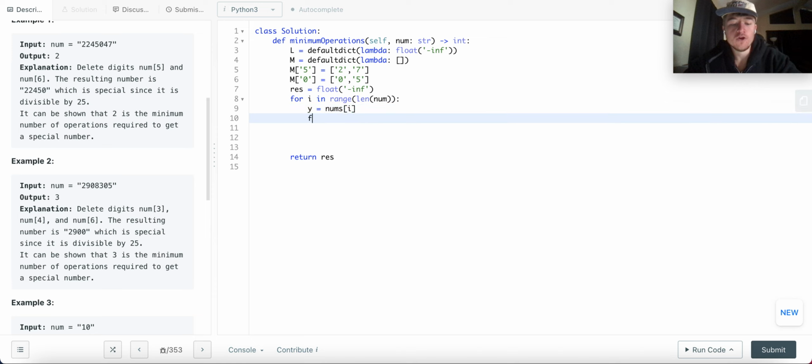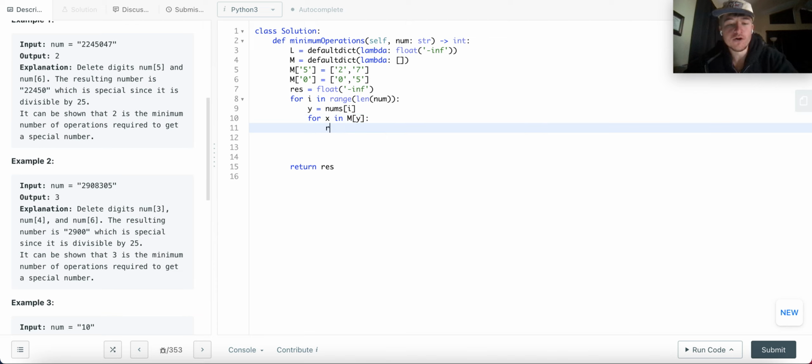All right, and then what are all of our matches? So for x in matches of y, if we have a match, how are we going to make this match work? Well, it's just the formula, right? So it's res equals what? We did the equation, I have it written down here. Remember, it was length of nums minus the last time that we saw nums of i.